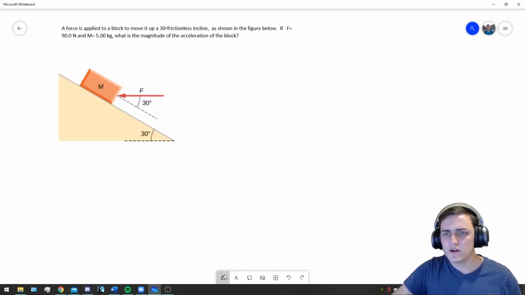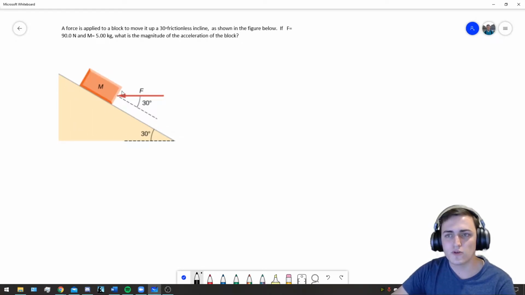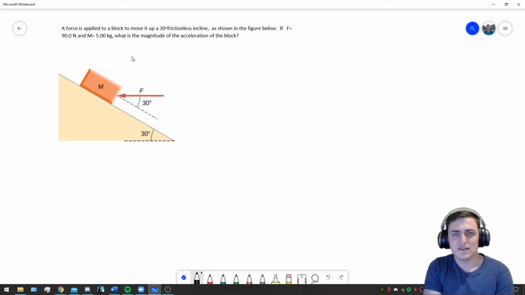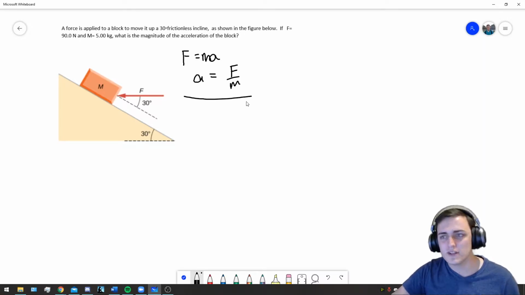In this problem, we are given a block being pushed up a 30-degree incline. We are given the force F and its mass, and we are asked to calculate the magnitude of the acceleration of the block. We are taking note of our equation, F equals ma, where the acceleration is just going to be force divided by mass. That's how we're going to find the magnitude of the acceleration.